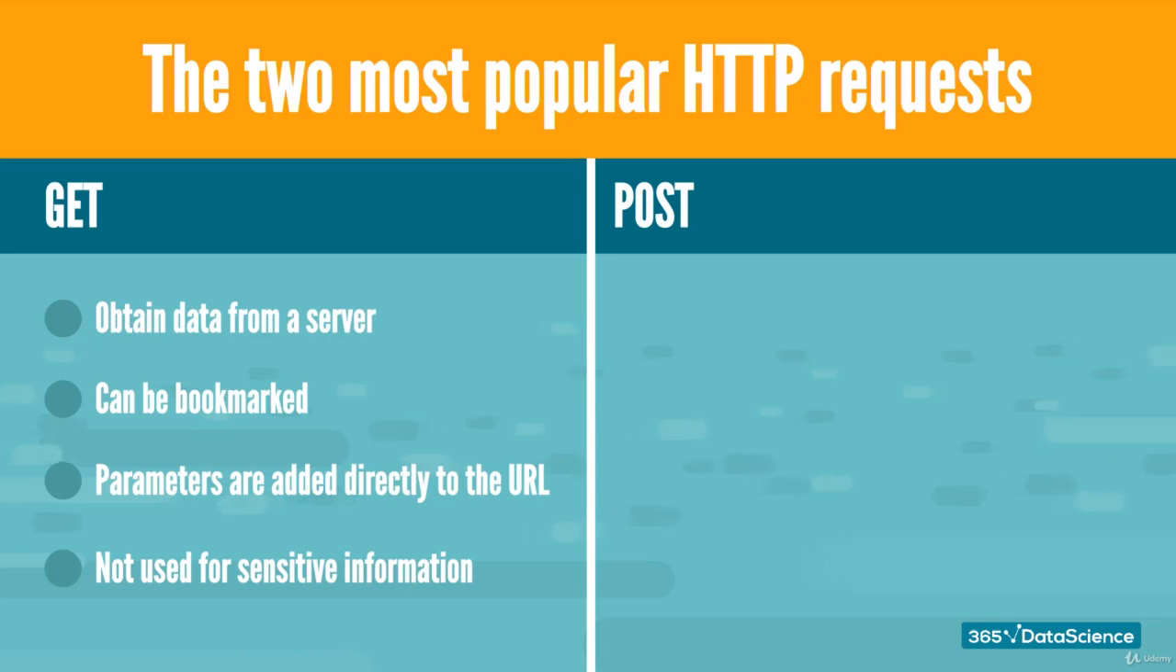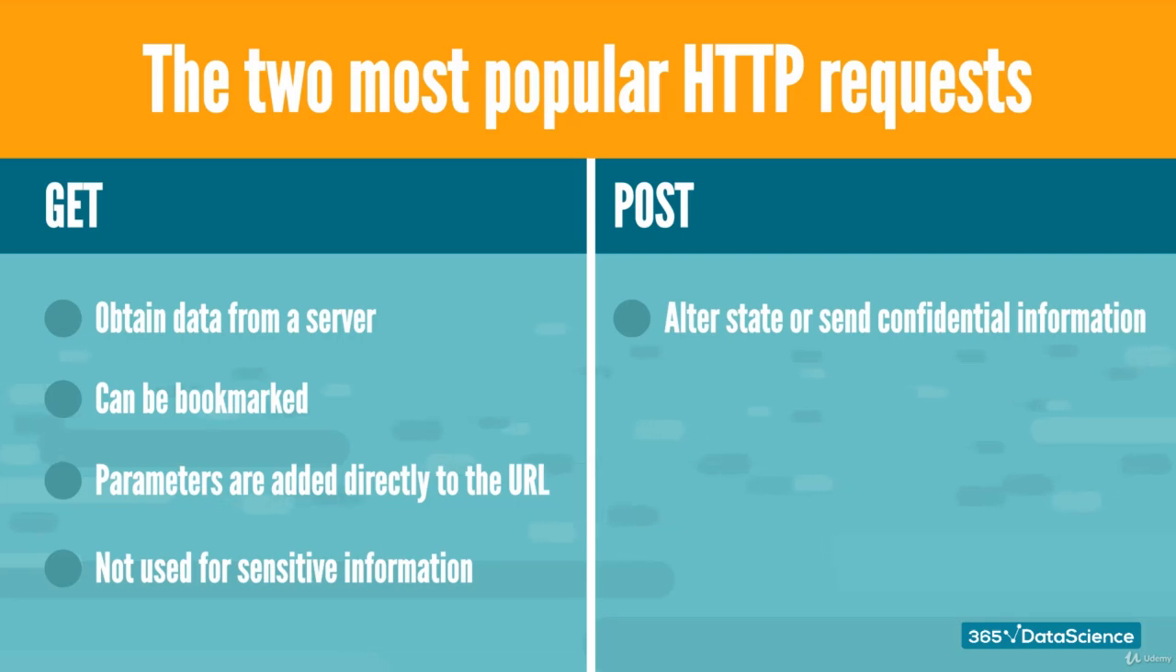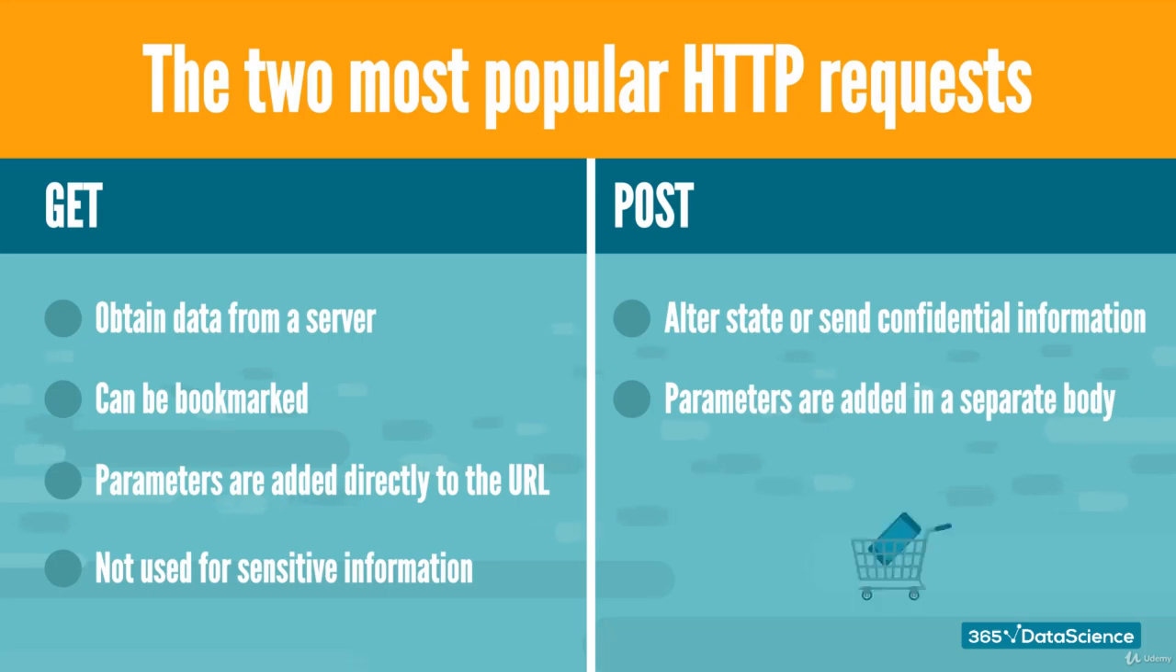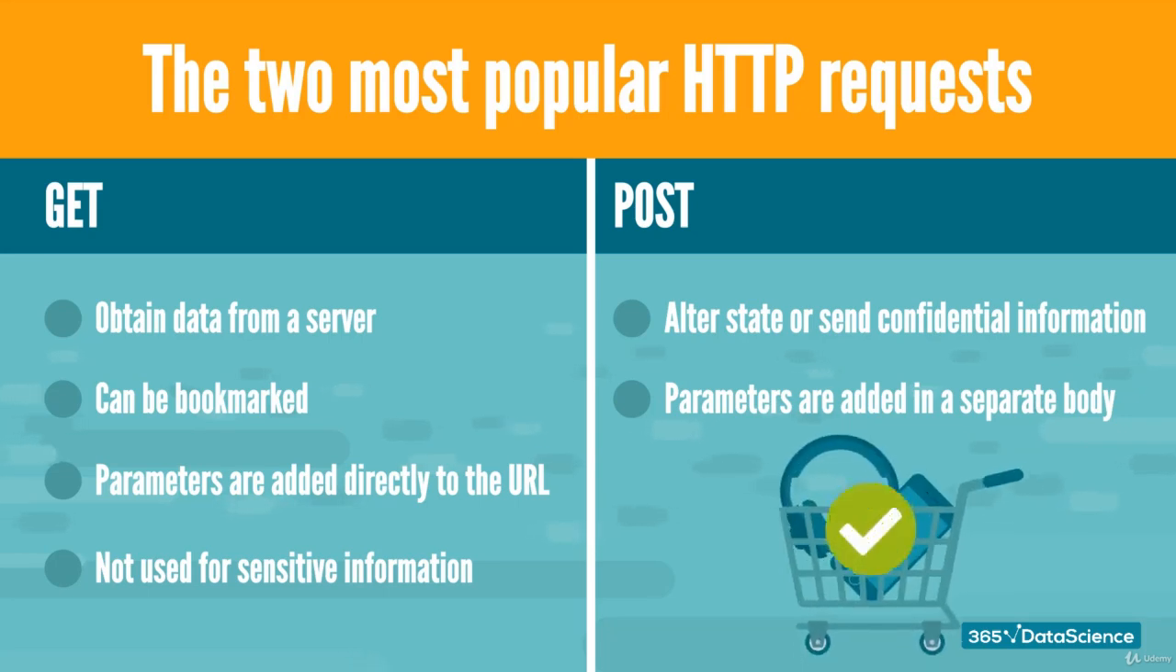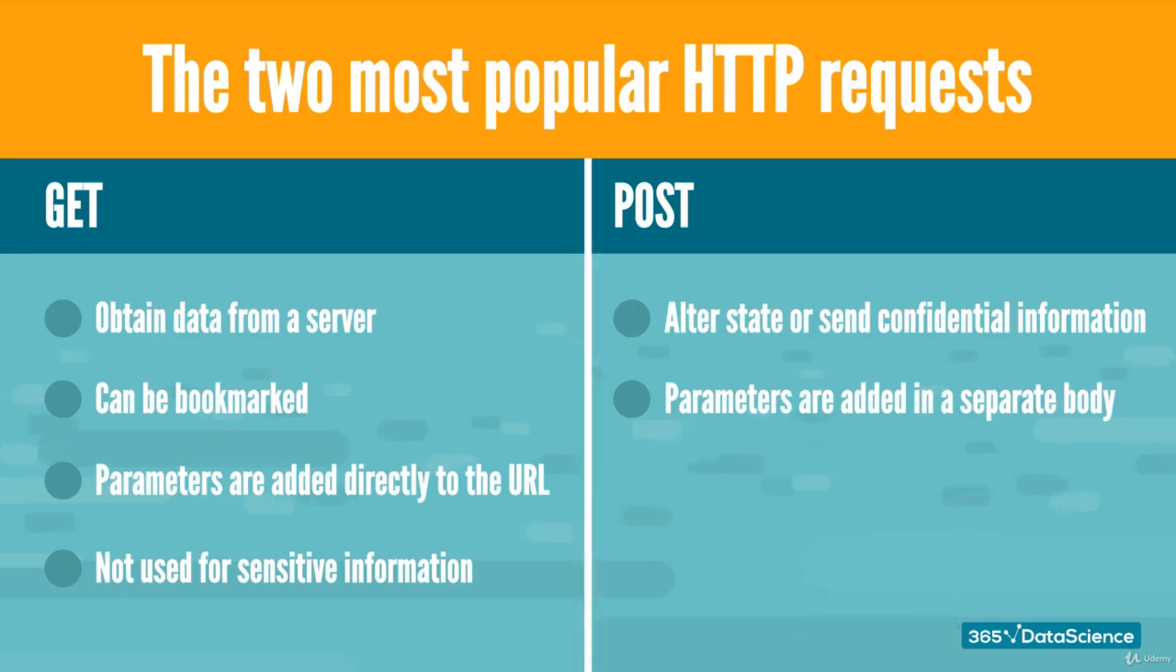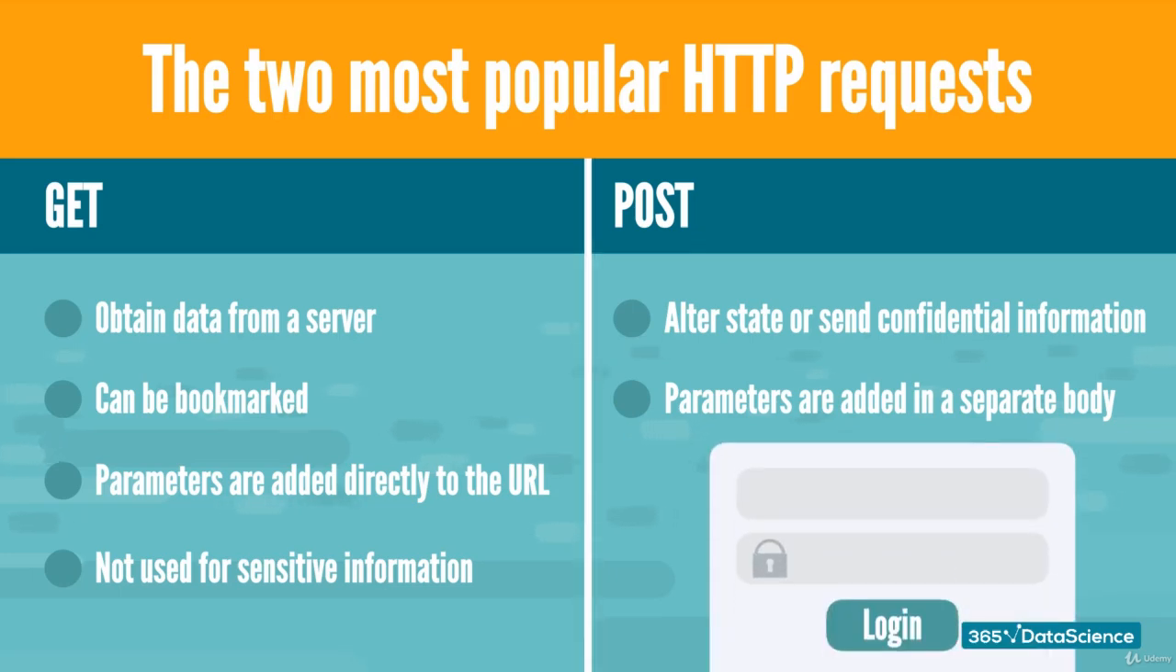In contrast, a POST request is designed for situations when you need to alter the state or send confidential information. It can carry information in a separate body, thus making it more secure from prying eyes. For example, adding items to your shopping cart changes the state and thus is done with a POST request. In addition, login credentials and passwords are always transmitted through a POST request.